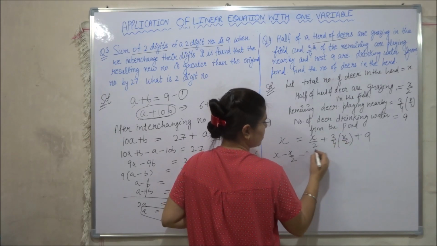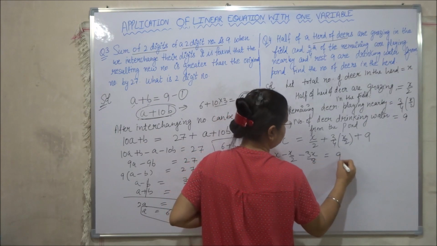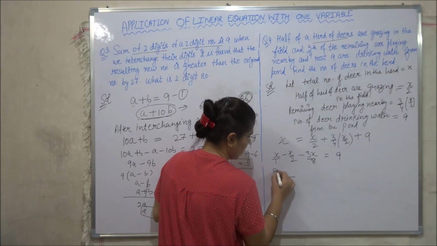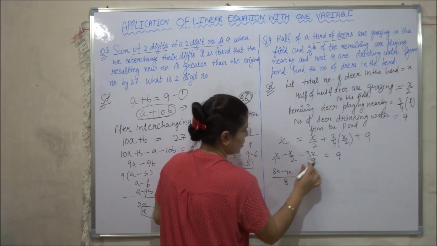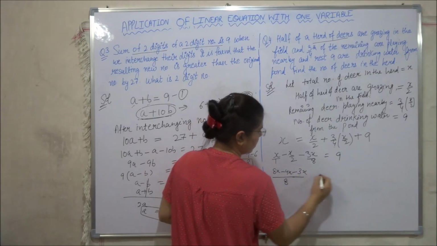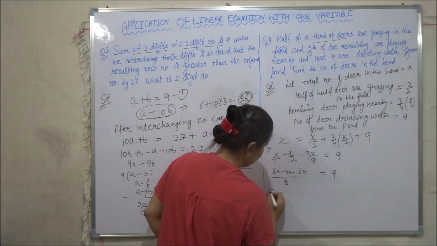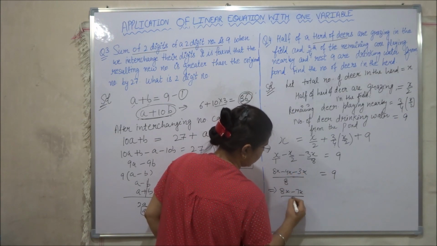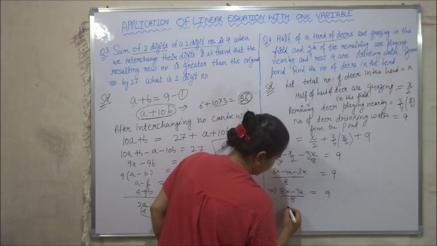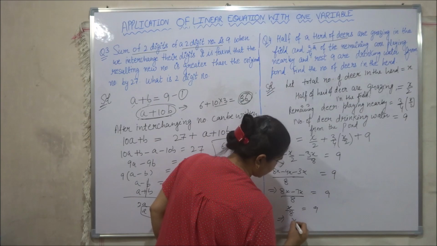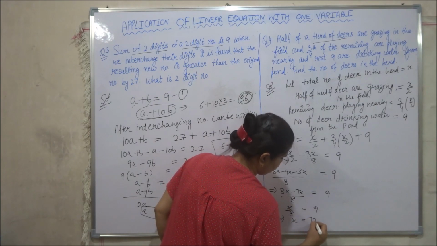That will be 3x upon 4 into 2, that is 8. So 3x upon 8 equal to 9. Taking the LCM, so 8x minus 4x multiplied by 4 minus 3x, that will be equal to 9. From here 8x minus 4 plus 3 is 7, 7x upon 8 equal to 9, x upon 8 equal to 9, which implies x equal to 8 into 9, 72.